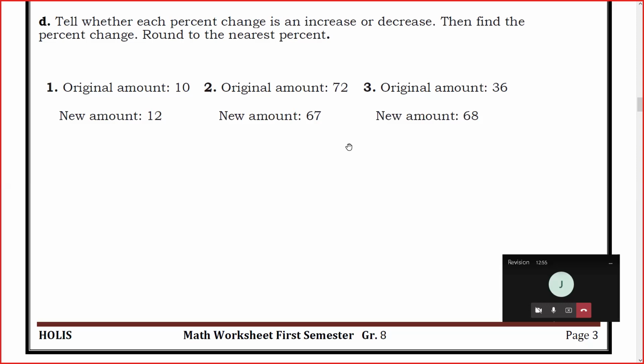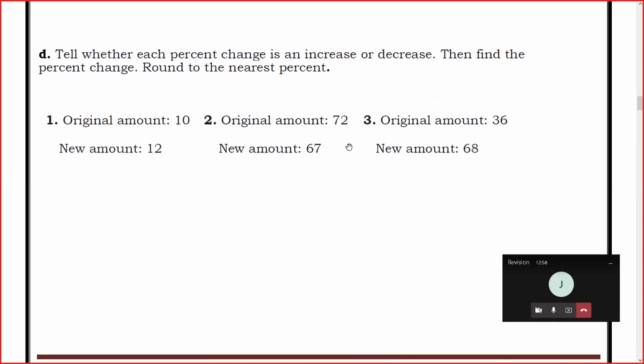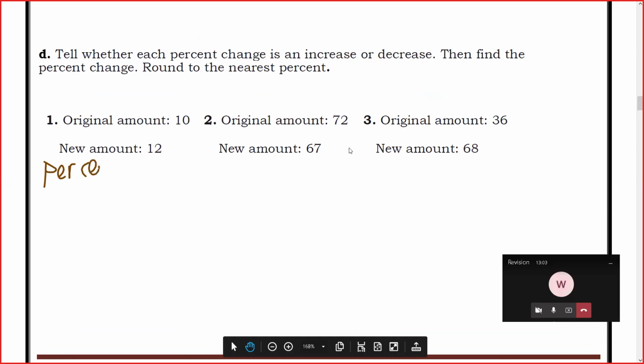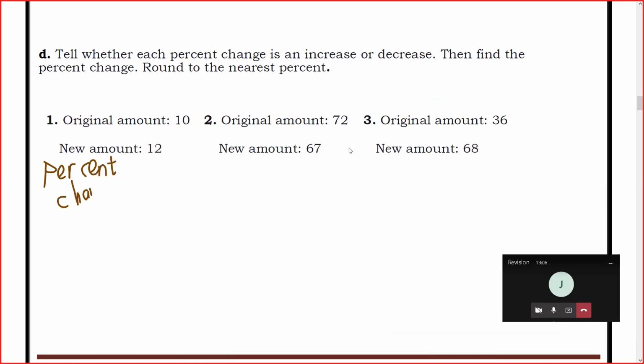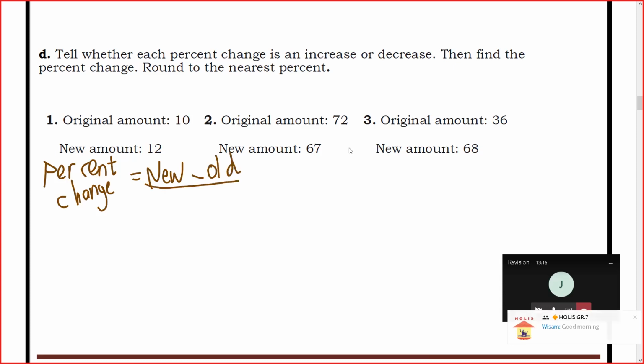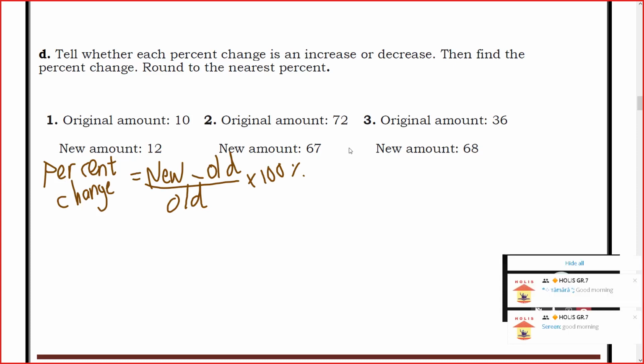Let's remind you now with the formula of the percent change. Its formula is the new amount minus the old amount over the old times 100%. So new minus old over old. New minus old over old. Now here, where's the new?